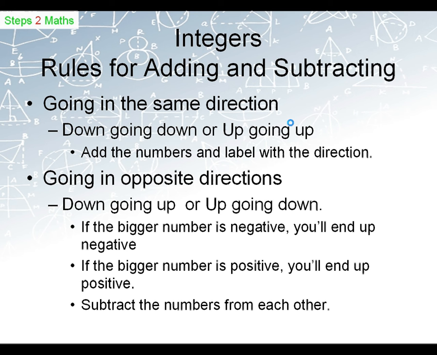Which means you go through the zero, and you either end up negative or positive. If you go down more than you have, meaning the bigger number is negative, you'll end up negative. If you go up more than you are down, meaning the bigger number is positive, you'll end up positive.